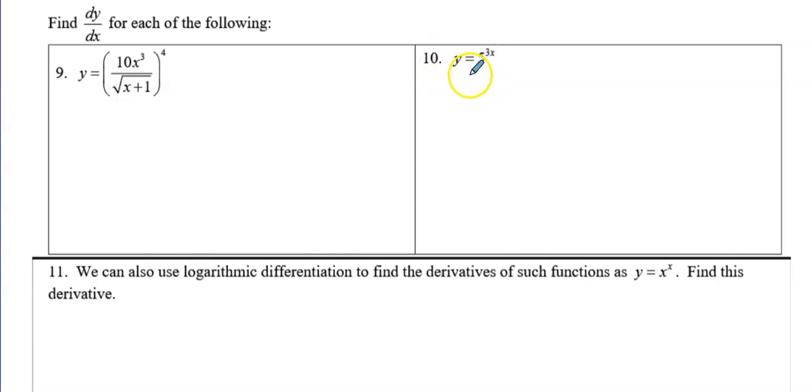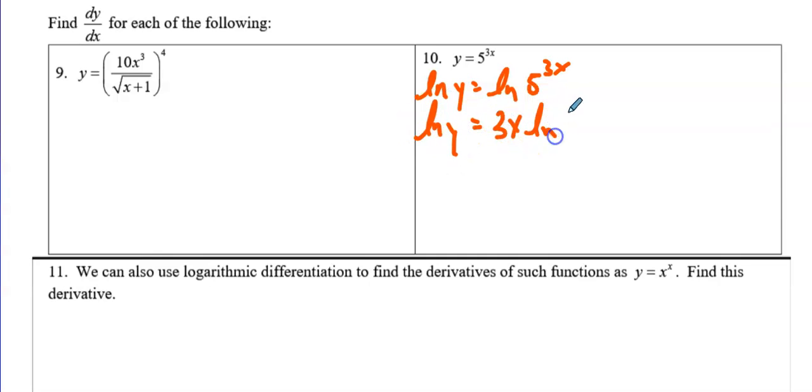So just like before, we want to get the 3x down, so we're going to add the natural log to both sides, and we can absolutely do that. So natural log of y equals natural log of 5 to the 3x. I can go ahead and move the 3x down. And so now I'm left with natural log of y equals 3x natural log of 5.